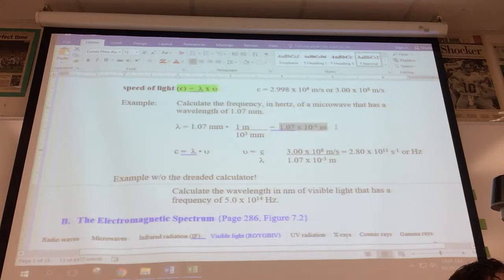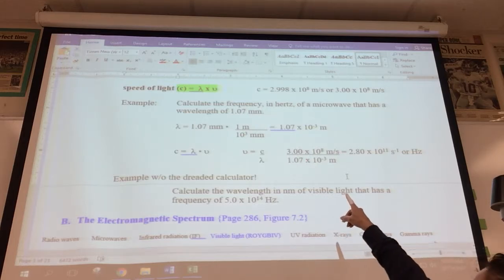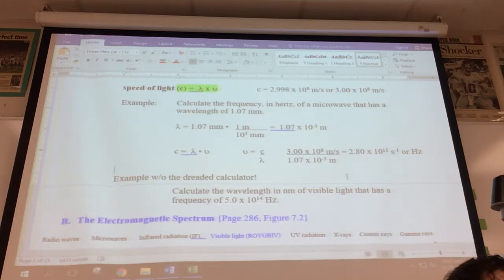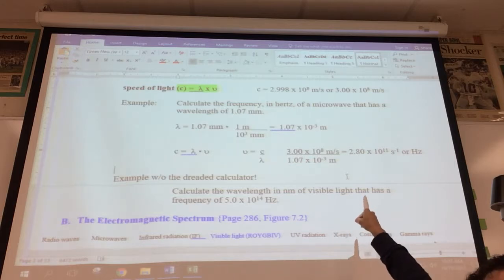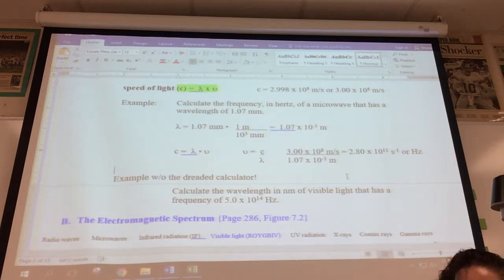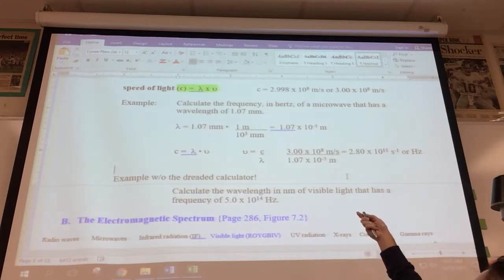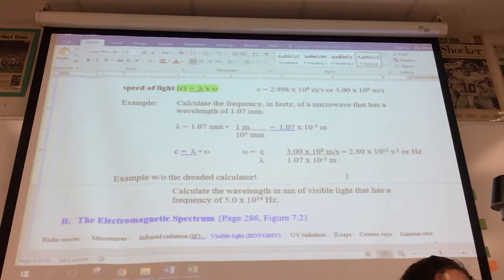Once you're in meters, it's a plug and chug situation. Here's your speed of light. Here's your wavelength. Solve. And without a calculator, let's review some basic math skills. 3 divided by 1 is obviously 3. 10 to the 8th divided by 10 to the -3rd. So you are subtracting when you divide. You have 8 minus -3 is 11.